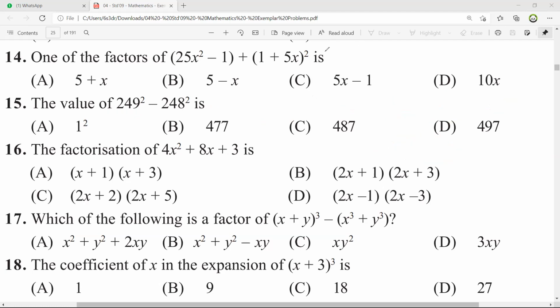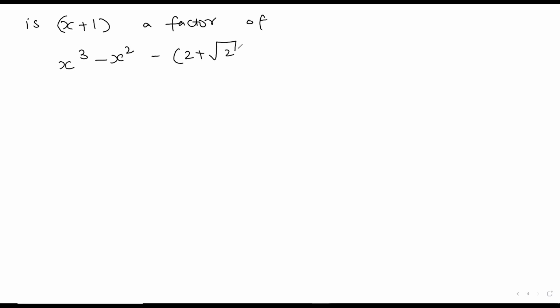So let's just do a few more questions. So the question is: is x plus 1 a factor of x cubed minus x squared minus 2 plus root 2 x? Yes, Mridula? You want to say something, ma'am?